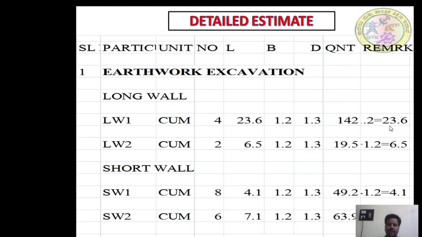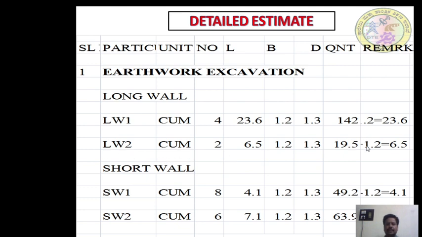So this length is calculated and then put into the length column, and the breadth of the excavation foundation is 1.2. The total height, from ground level to the bottom of the PCC, is 1.3. Next, the second one, long wall 2, in cubic meter.